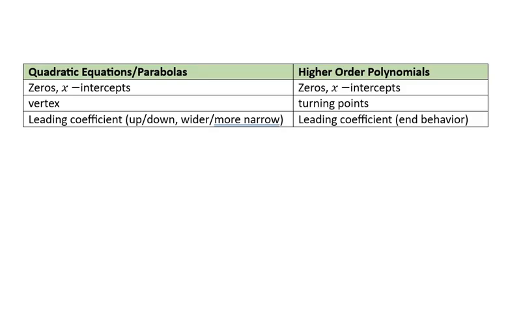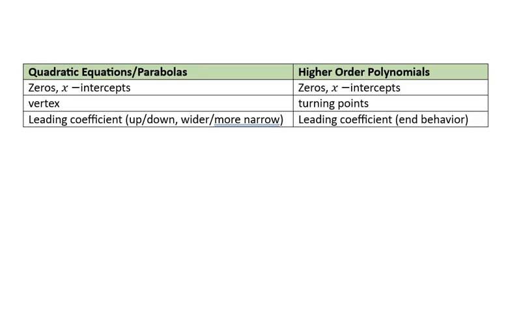And we're going to be looking at some of the same type of things within higher order polynomials that we did with quadratics and parabolas. When we talked about quadratic equations, we talked about their zeros and the x-intercepts, and we're still going to be talking about that with higher order polynomials. When we talked about parabolas, we talked about the vertex. Well, a vertex is really just a turning point. In higher order polynomials, you have turning points that are not just a vertex that stops at a maximum or a minimum.